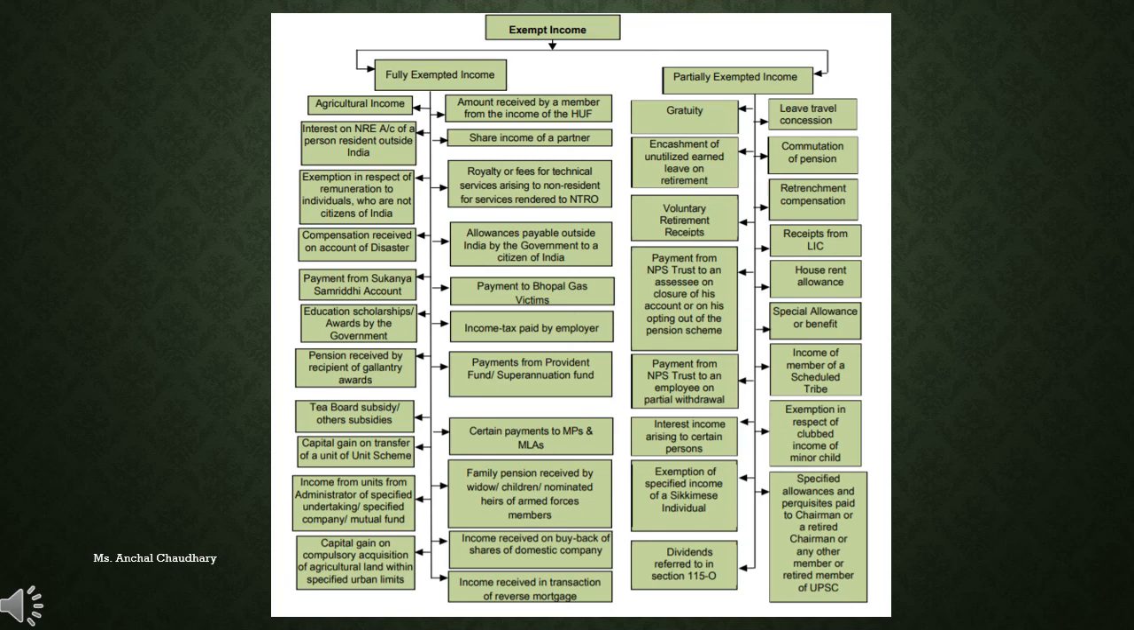So these are all the kinds of exemptions which can be covered throughout the Income Tax Act. Apart from these incomes, there are no other exemptions which are allowed or covered under the Income Tax Act. So we have discussed all of these exemptions.